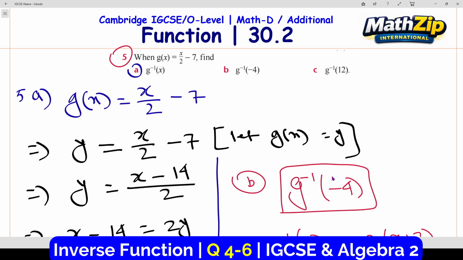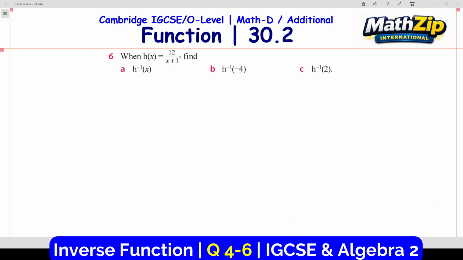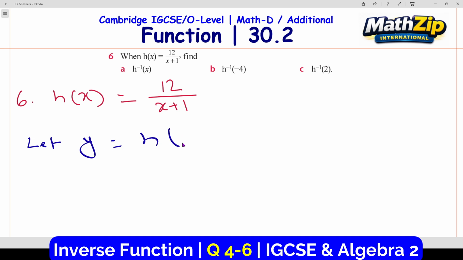In the last video we completed 1 to 3, and in this video we are trying to solve some more maths. Number 6. Here h of x equals 12 divided by (x plus 1). So first we have to find the inverse of h of x. Let y equal h of x. It means 12 divided by (x plus 1).